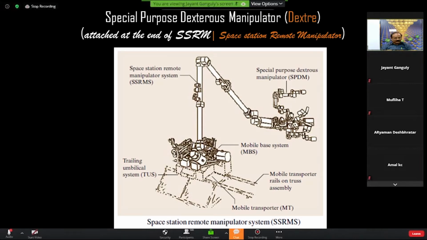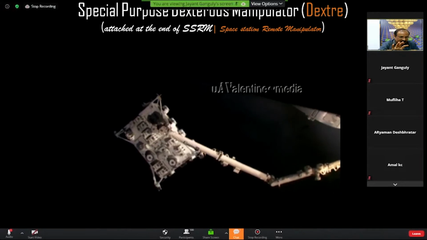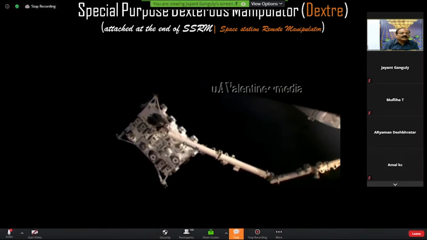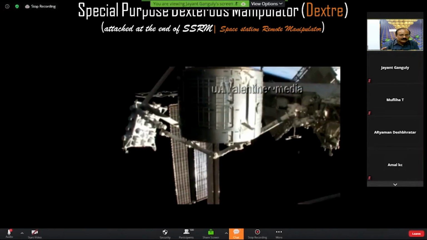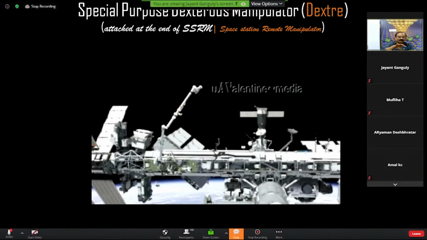Apart from what we have discussed, there was subsequently the development of a special purpose Dextre manipulator. Dextre is special in the sense that it has a better grip. You can see in the design that it was used in the space station remote manipulator system, and this is the Dextre arm. You can see the way this grip is designed, and we will see a video where you can see how this grip is used. You can see how the grip is rotating, how it is attached to one end of the SSRMS, and how it is remotely used for transporting goods.